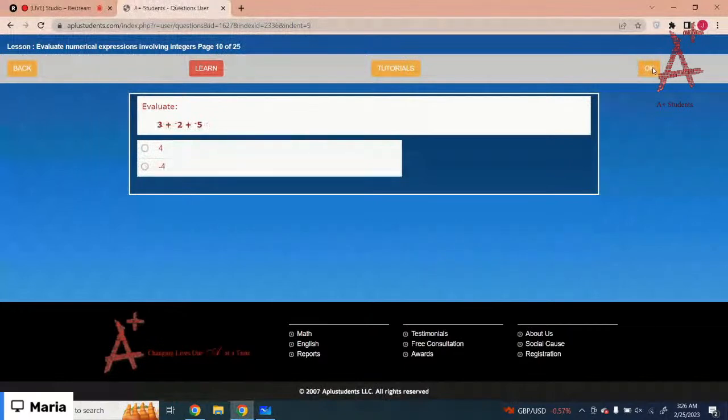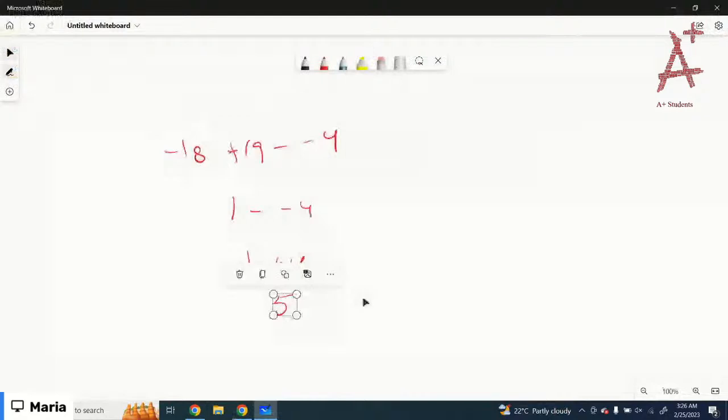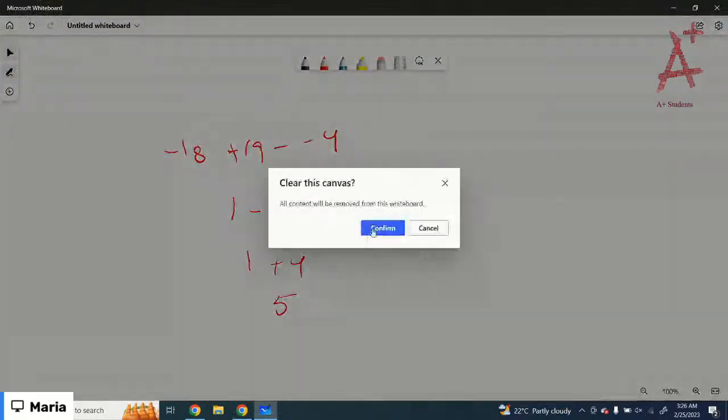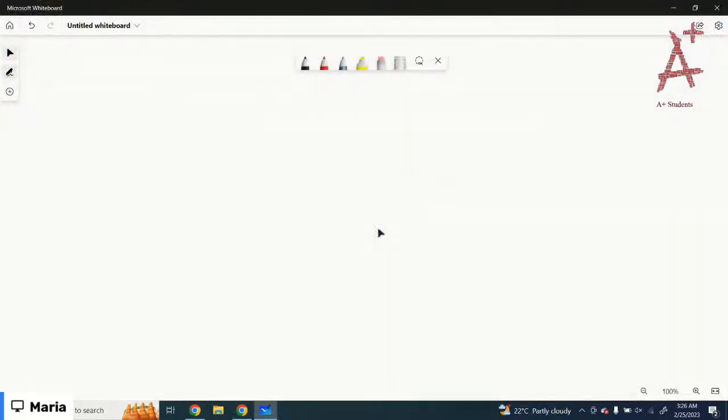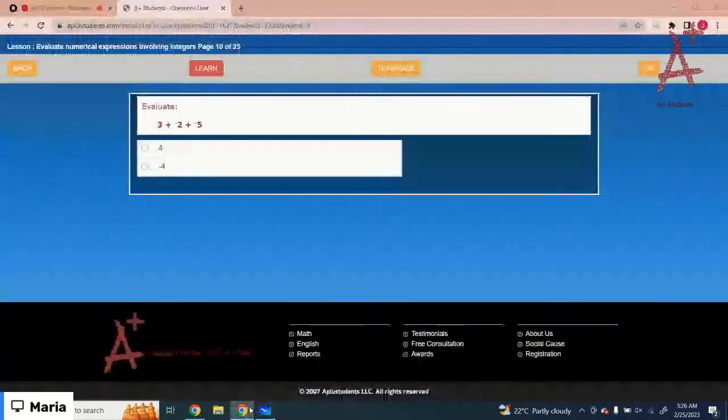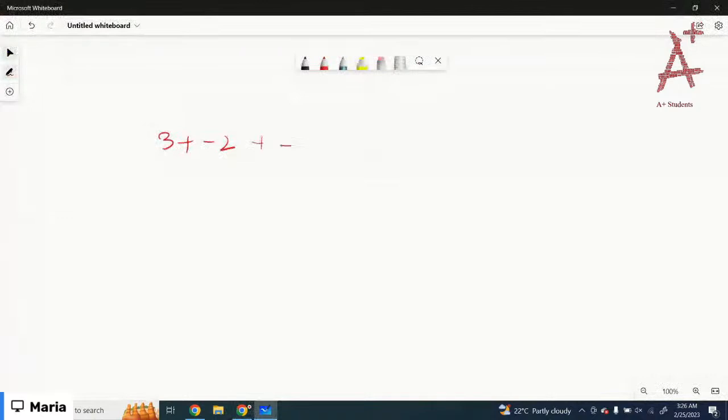Okay, the next one is 3 plus minus 2 and plus negative 5. So 3 minus 2 is 1 and 1 plus minus 5, 1 minus 5 is negative 4, right? So the correct option is negative 4.